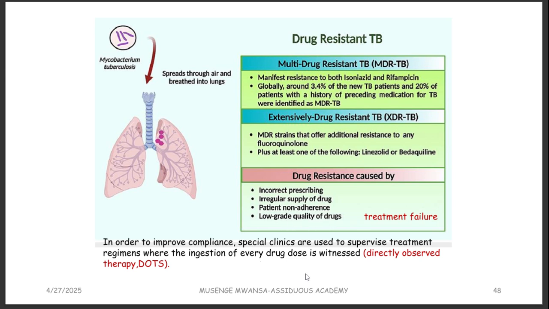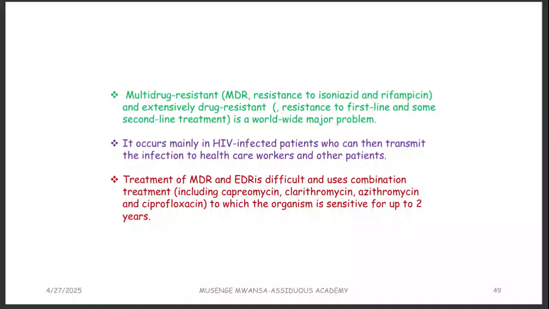Okay. So if you want to help someone that is taking TB drugs, there is what we call DOTS, directly observed therapy. There's going to be a second person, either a nurse or a family member, that will be with the patient. If they take the TB drug, you tick. They take the TB drug, you tick like that, so that you just help them being compliant.